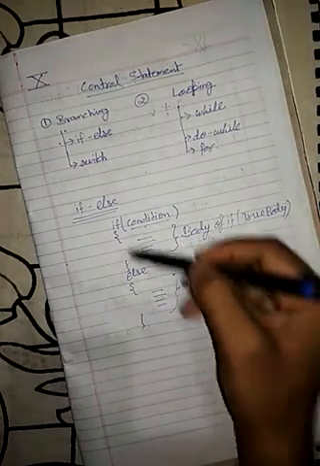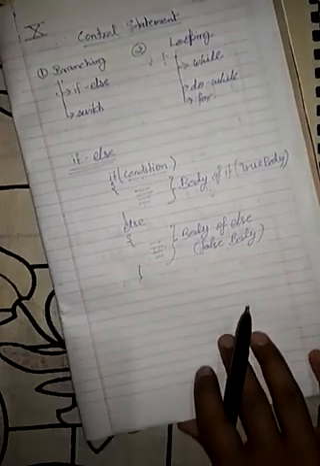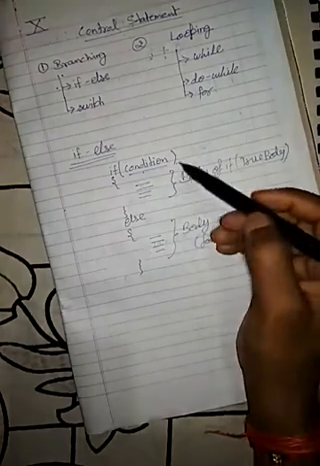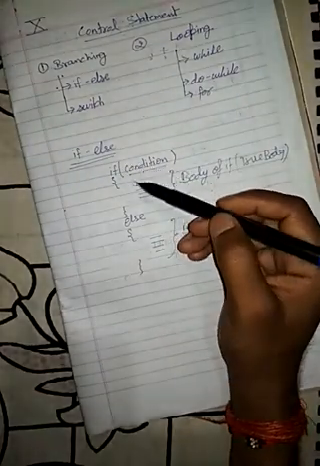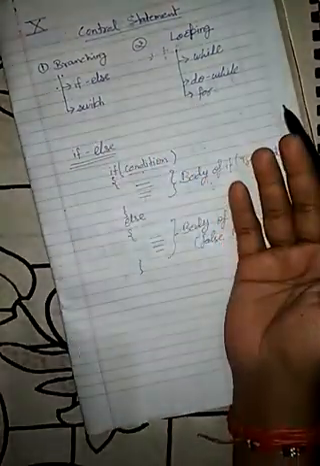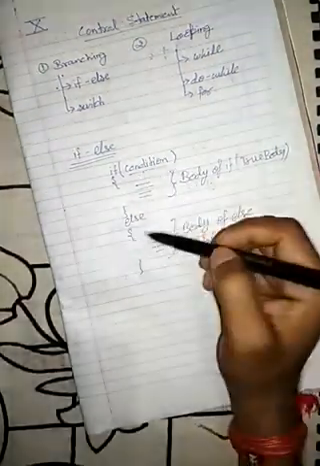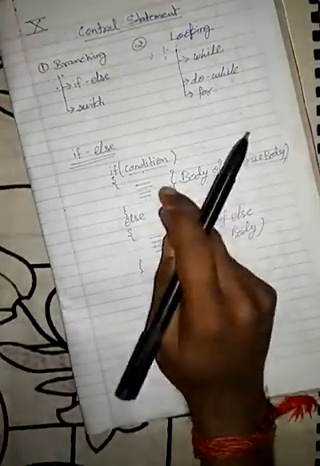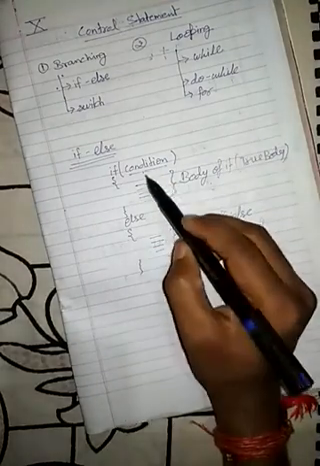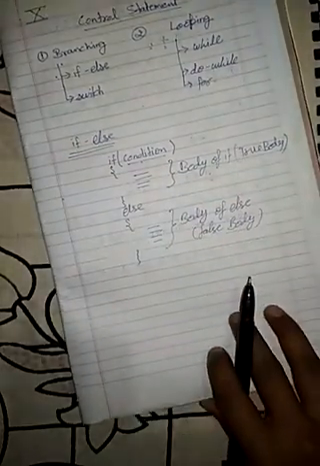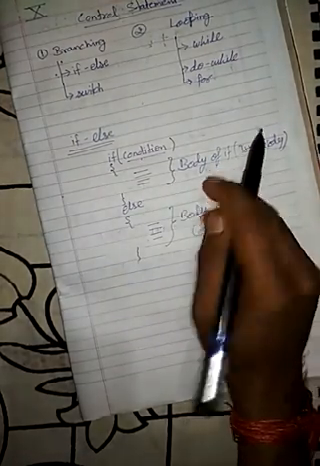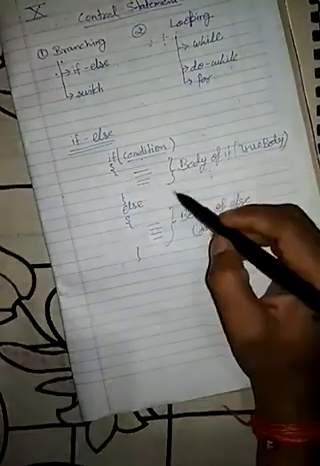This is the basic structure of if else, and there are some basic types of if else, like nested if else and ladder if else if. First I'm going to tell you an example of this if else, meaning a program using the if else statement.